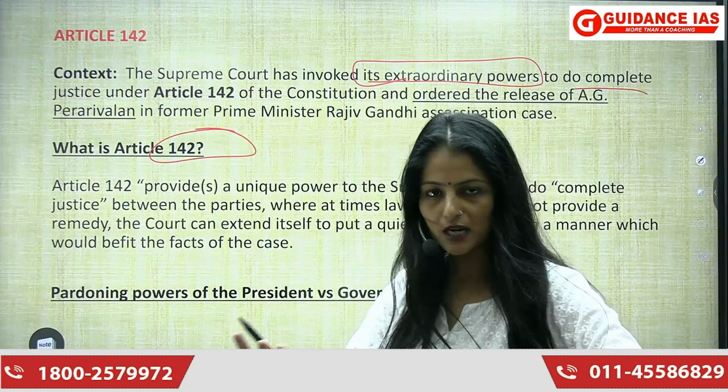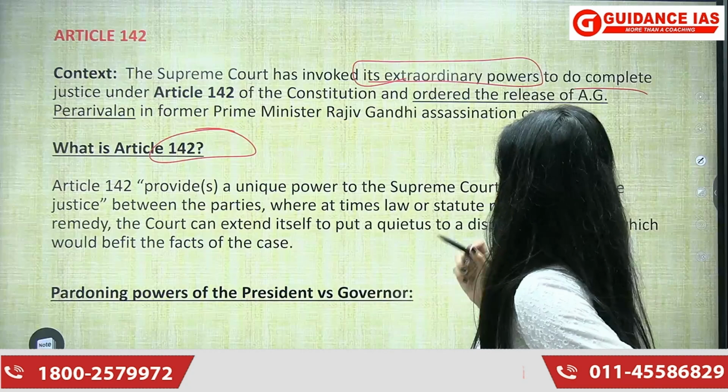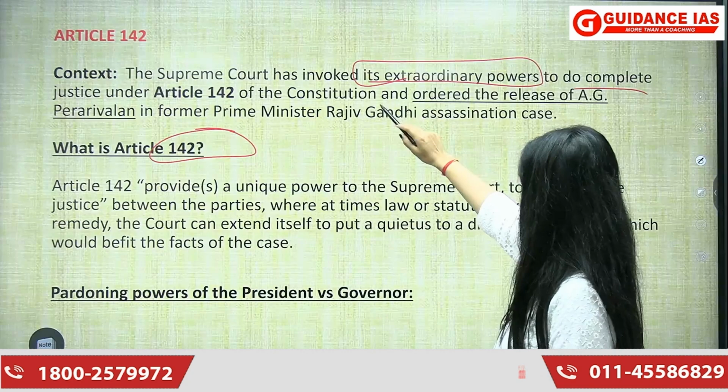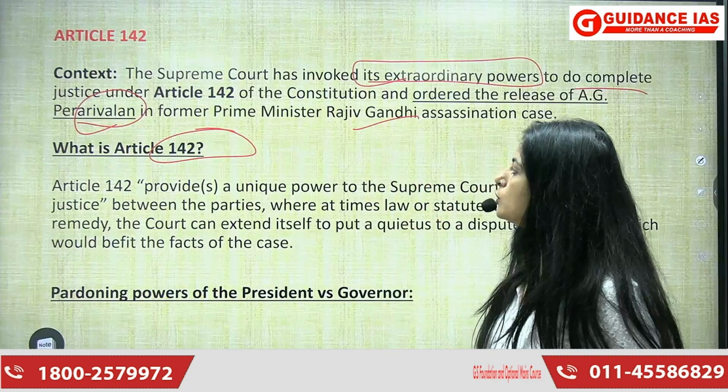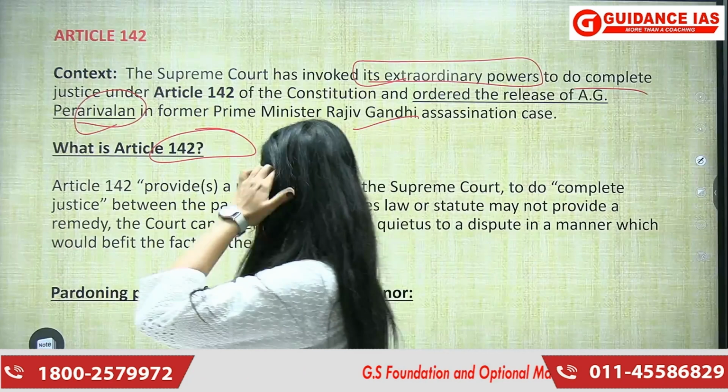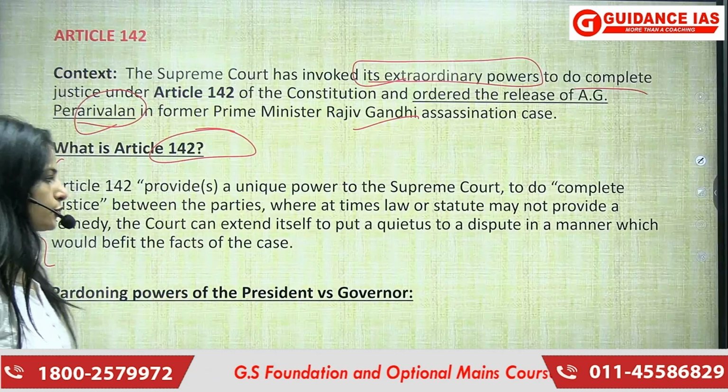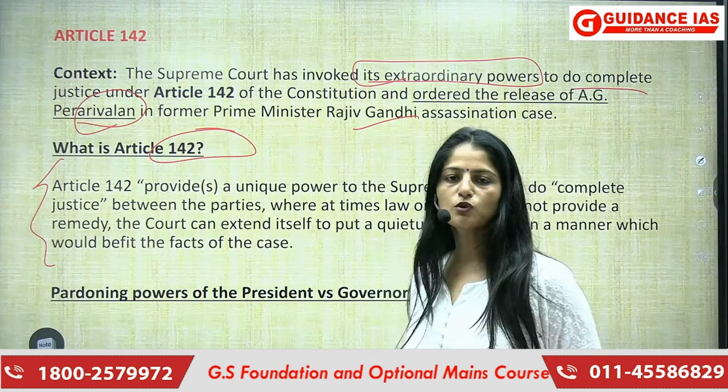And in exactly which case has this been brought, it came because in the case of AG Pirari Vallan. We know he was there in the assassination of our former Prime Minister Rajiv Gandhi. So in his case, it has been brought. What exactly is Article 142? If we read in constitutional language, it is a unique power or an extraordinary power to the Supreme Court, which gives the Supreme Court this power to do complete justice.